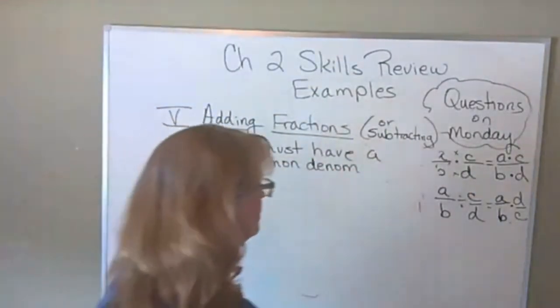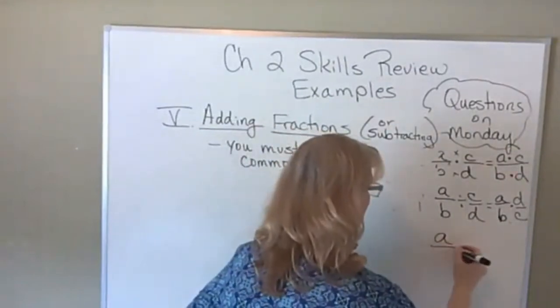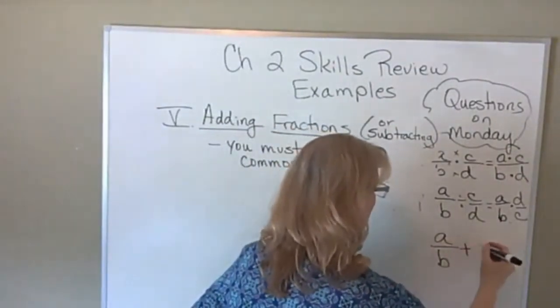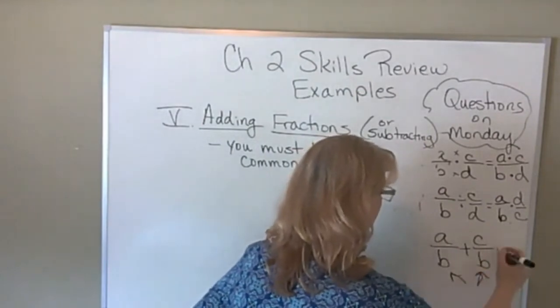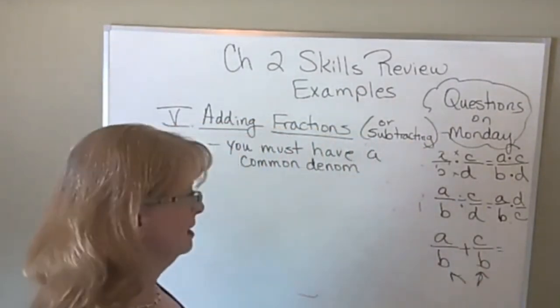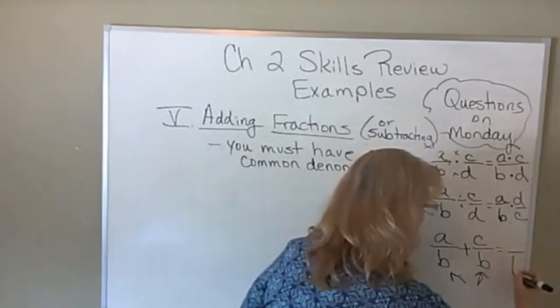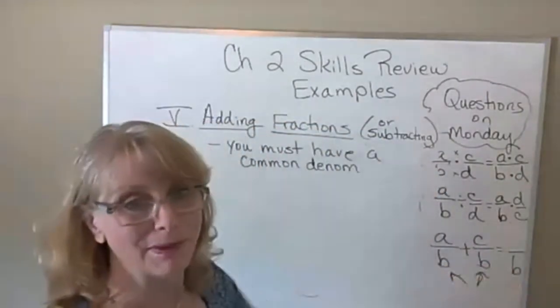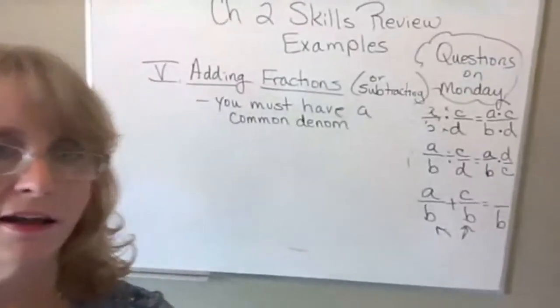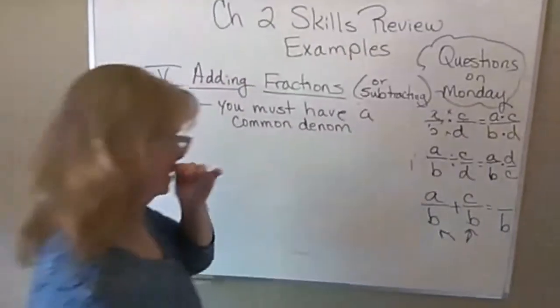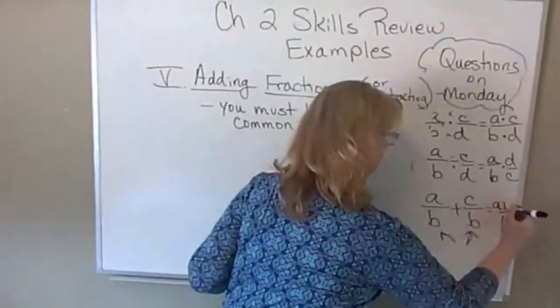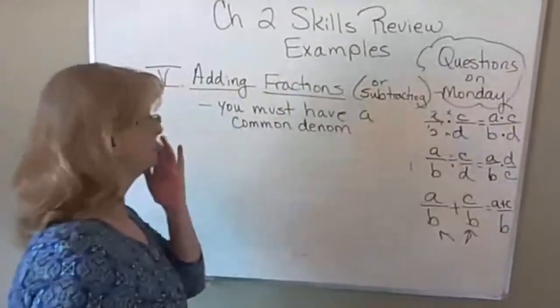So if you have the same denominator, like say you had A over B plus C over B. Do you see how I have the same denominator? Then you keep the common denominator. I've run out of room. Sorry about that. Hopefully everybody can see that. Let me turn this just a bit. And you add the numerators, A plus C.